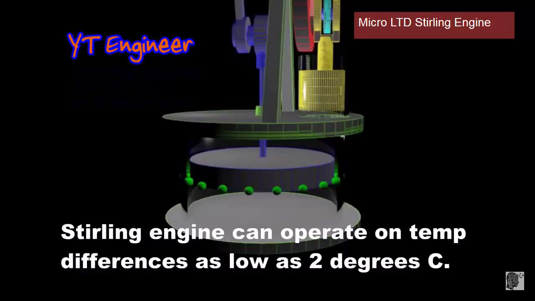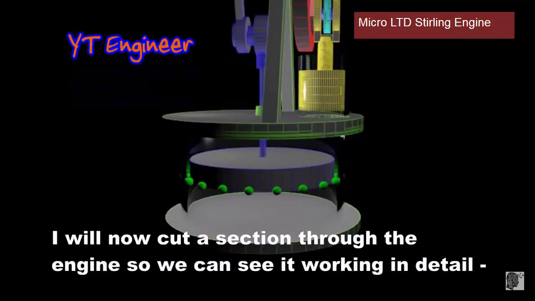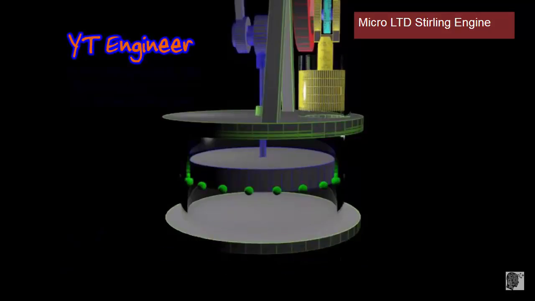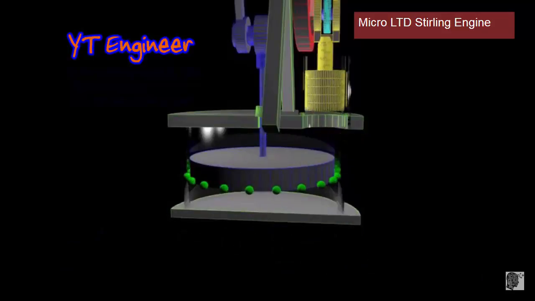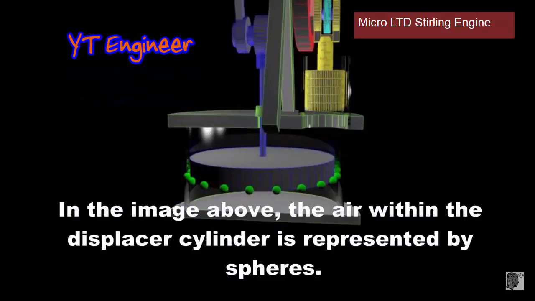Degrees C, so 3 or 4 degrees Kelvin. Mine were never quite that. They couldn't quite run with that small of a gradient.